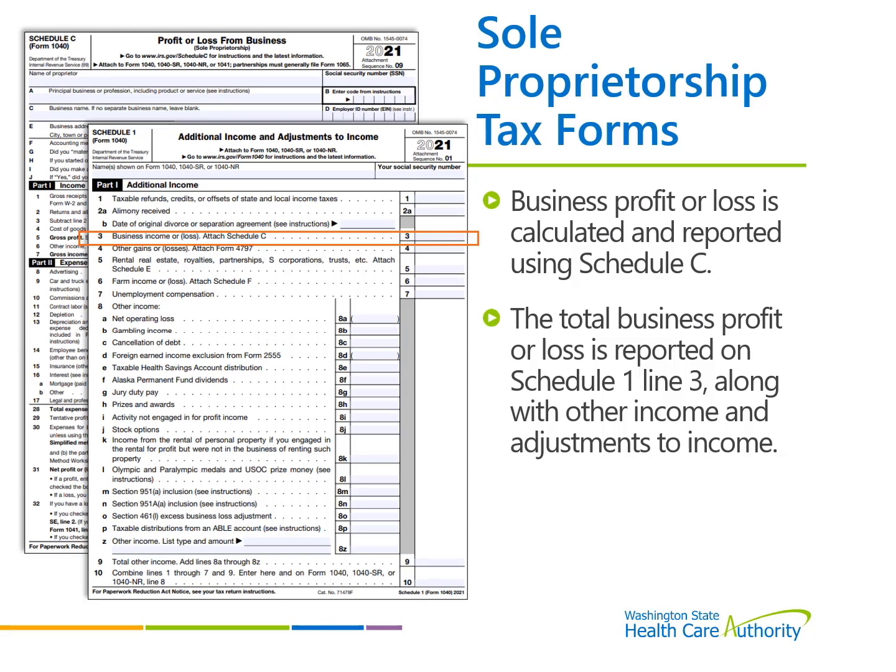Sole proprietorship tax forms. Business profit or loss is calculated and reported using IRS Form Schedule C. The total business profit or loss is reported on IRS Form Schedule 1, Line 3, along with other income and adjustments to income. The total of all other income types were reported on IRS Form Schedule 1 and shown on Line 8 of IRS Form 1040.